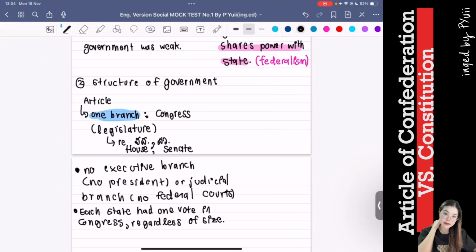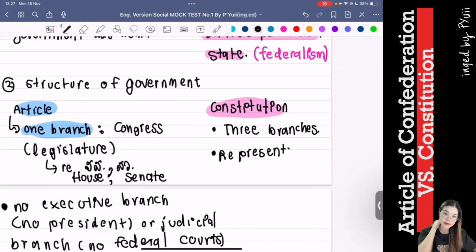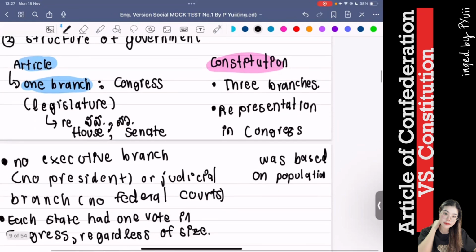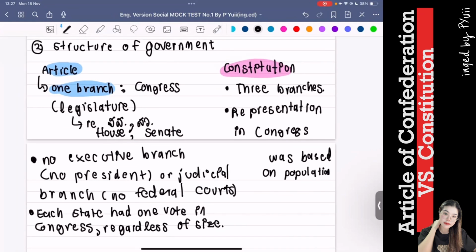state has equal representation, คือทุก state มีตัวแทนที่เท่ากันหมด เพราะฉะนั้นมันก็จะเกิดความ unfair. สำหรับ Constitution เขาก็แก้ไขปัญหาพวกนี้ They try to fix this problem first by having three branches. Other than that, representation in Congress was based on population. ตัว Articles of Confederation เขาไม่ได้ based on population ถูกไหม, every state has equal representation.